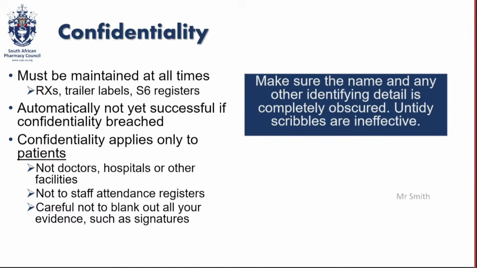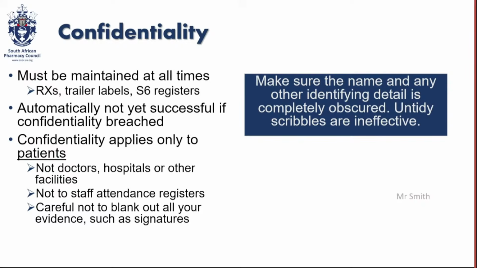Confidentiality is very important. It must be maintained at all times. It's a zero criteria. If there's a breach of patient confidentiality, it does not matter the strength of the portfolio of evidence submission. It still will be not yet competent. So make sure that every piece of evidence does not have patient details, which is your prescriptions, your trailer labels, Schedule 6 registers. Again, if you are doing a campaign in the waiting area of your pharmacy, and then you submit an attendance register, all of those people who are sitting there are patients. And so make sure that none of the names are there.